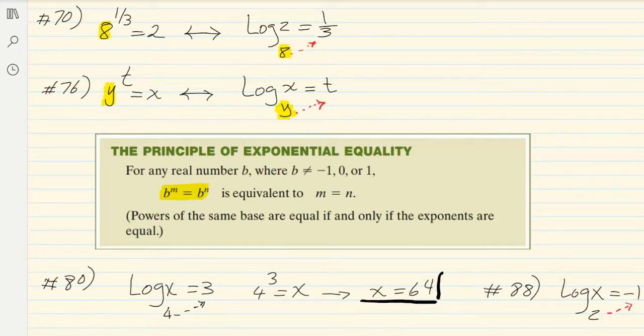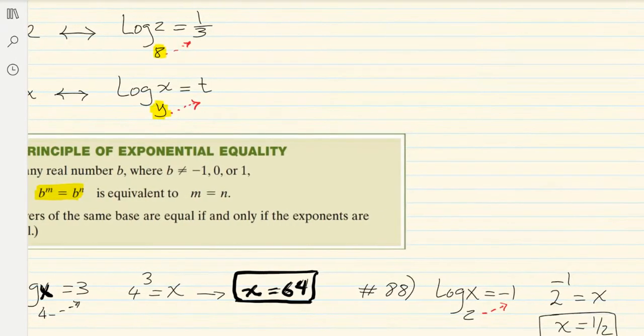x is 64. Now, because the argument of the log, the x, has to be positive, we always do a cursory check. Make sure the answer is positive. That is not the answer being positive, but the argument. And that means this x here. The argument has to be positive, and it is positive.